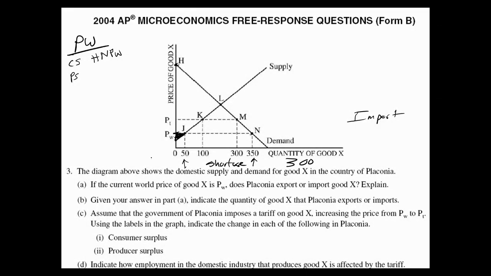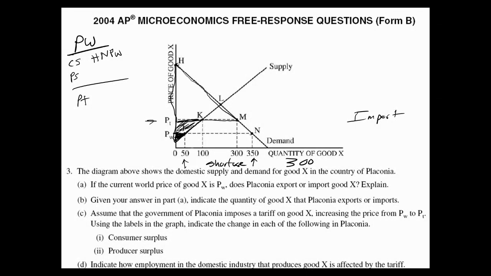But now it says, what if we go up to PT? If we're at PT, consumer surplus is now H, all the way down to M, all the way over to PT. That is consumer surplus. And producer surplus would grow by this area right here. So now this would be the producer surplus afterwards.